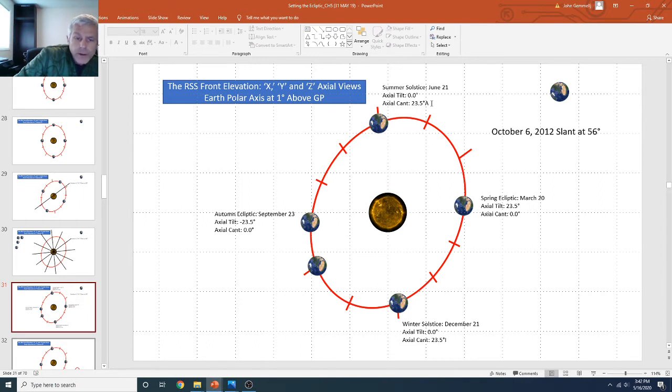A. Oh, 23.5 degrees, what? A means something, ladies and gentlemen. I'm pulling a brain fart. I think it's anterior. Thank you. Okay, axial cant, 23.5 degrees anterior.